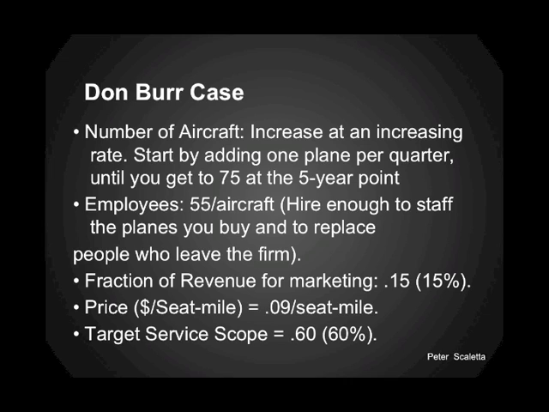So next we have the Don Burr case. Our number of aircraft grew at an increasing rate. We started by adding 1 plane per quarter at year 1, 2 planes per quarter at year 2, 4 planes per quarter at year 3, and so on. Next, for our employees, we did 55 employees per aircraft, and this was enough to cover our turnover rate. Next, we had our marketing fraction, which is 15%. Next, we had our price per seat per mile, which was 9 cents. And finally, we had our target service scope, which was 60%.